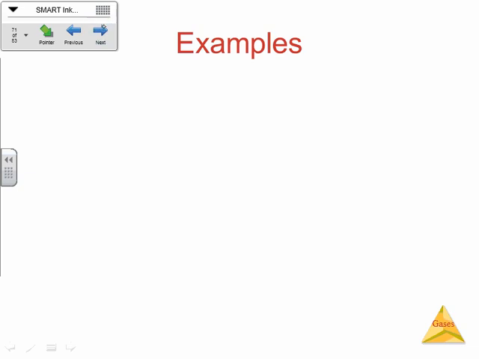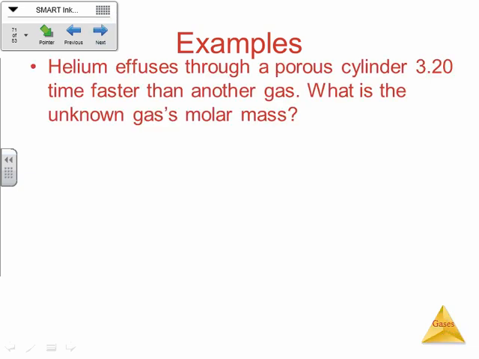All right, examples here. Helium effuses through a pore cylinder 3.20 times faster than another gas. What is the unknown gas's molar mass? Okay, if you ever had one where you would have to calculate the molar mass, then you would actually have to use the equation, okay? So what we've got here is rate 1 over rate 2, and the square root of the molar mass of 2 over the square root of the molar mass of 1, okay? So you have to have them diagonal to one another. If you have rate 1 on top of rate 2, then you have to have molar mass 2 on top of molar mass 1, okay?